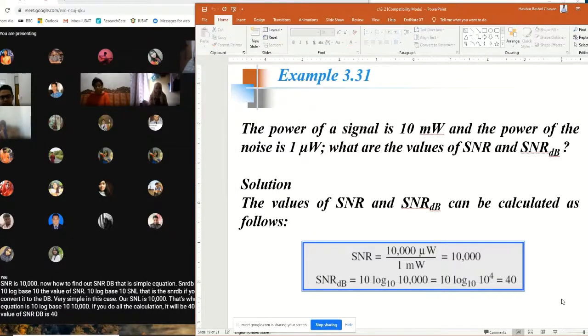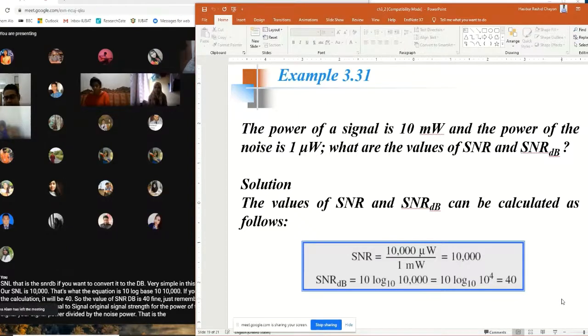Fine. Just remember these two equations. SNR equals the original signal strength, or the power of the signal, divided by the noise power. That is the SNR, and SNR dB is 10 log base 10 of SNR. That is the SNR dB. Fine.